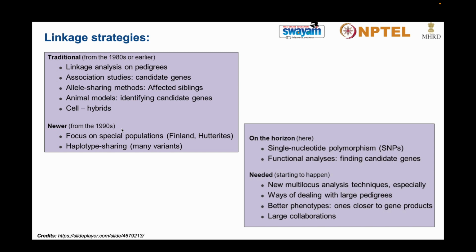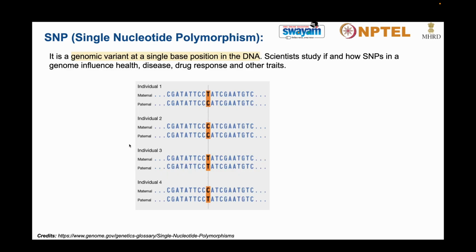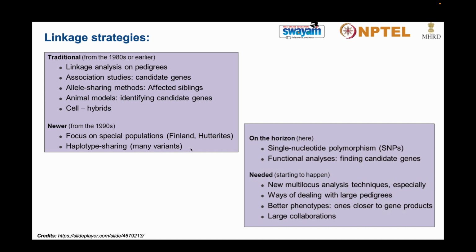But then from the 1990s, newer approaches arrived which focused on special populations, then haplotype sharing, because in complex disease, multiple variations are causing a particular disease. So we must look for the haplotypes or the variants. A haplotype is nothing but the grouping of all the SNPs together. We will look into its detail in the further slides, but as of now, take this idea that we check many variants, not just a single variant, but we are targeting multiple variants. And the techniques that are on the horizon are single nucleotide polymorphism and functional analysis, where we find the candidate genes.